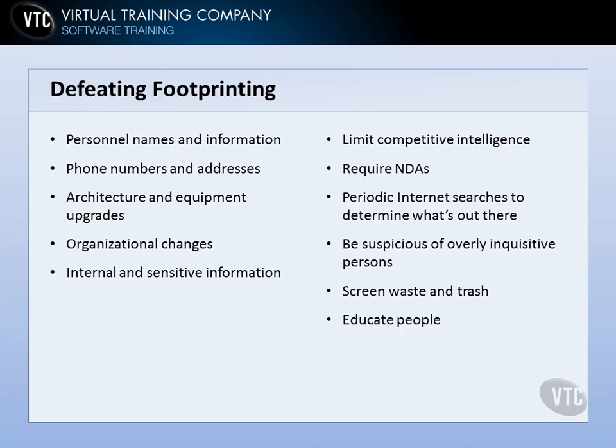Be suspicious of overly inquisitive persons. We're going to talk about social engineering later on in the course, but social engineering can be used to footprint an organization as well. So be suspicious of people who are overly inquisitive. Educate your people on this as well: people who call and ask for company information that really the public shouldn't know. Also screen your waste and trash. Again, this relates to social engineering, but a lot of information goes into the dumpster that shouldn't go there. Company phone books, product manuals, and so forth. So screen that type of information and make sure it doesn't go out there.